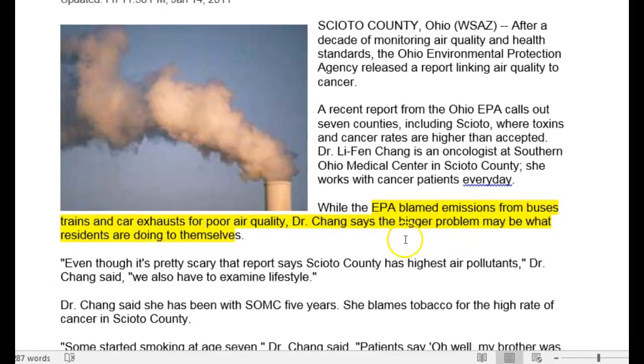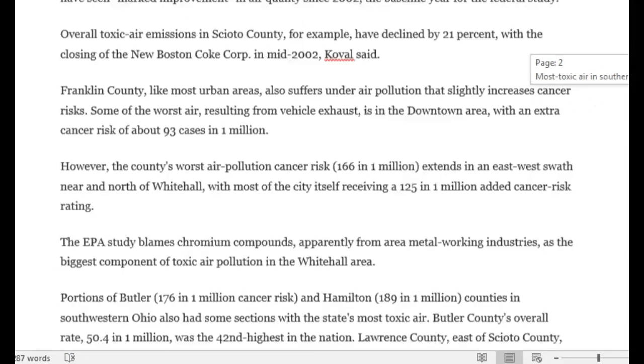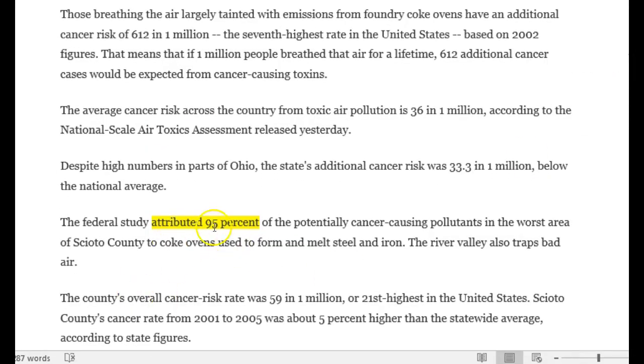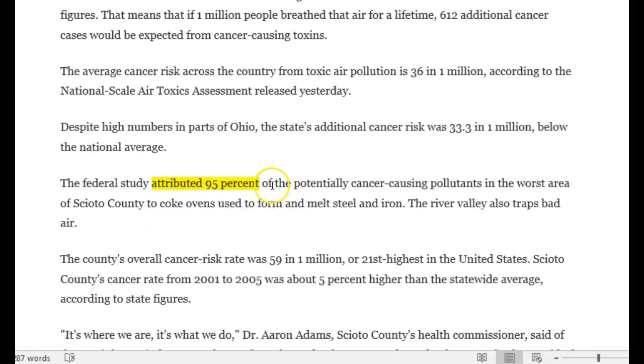So one trend that I identified was people were trying to figure out what the causes were of the higher cancer rates in this area. This little paragraph here: EPA blames emissions in buses, trains, and car exhausts for poor air quality. This Dr. Chang, who's from SOMC, says that the bigger problem may be what residents are doing to themselves, like exercise, lifestyle, stuff like that. This earlier article that I was skimming through really quickly, there's this part here.